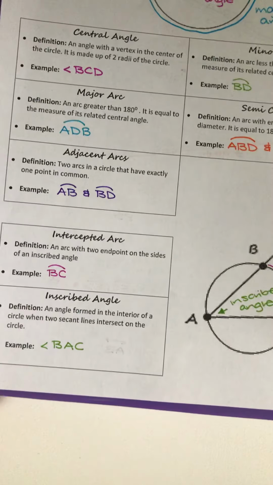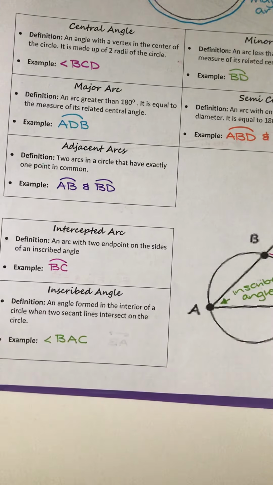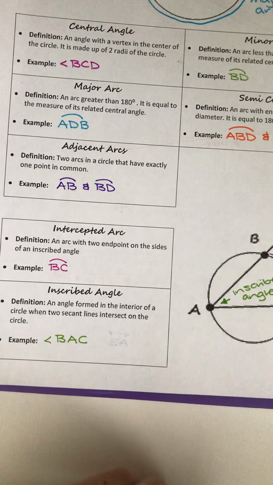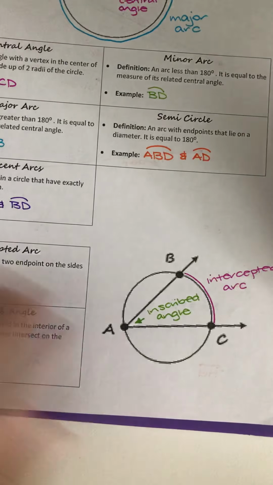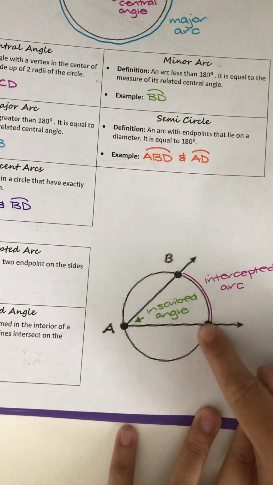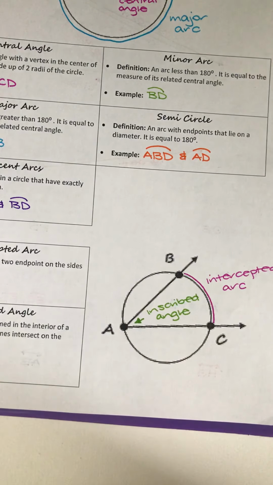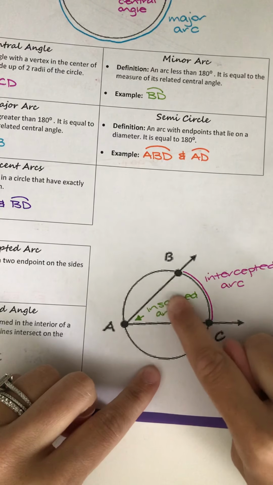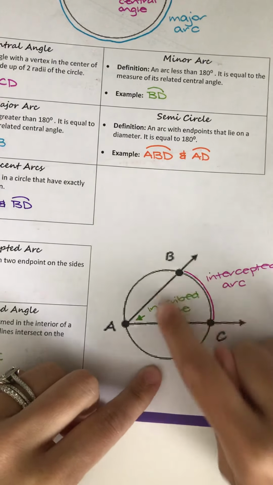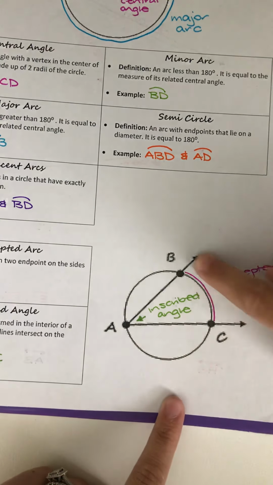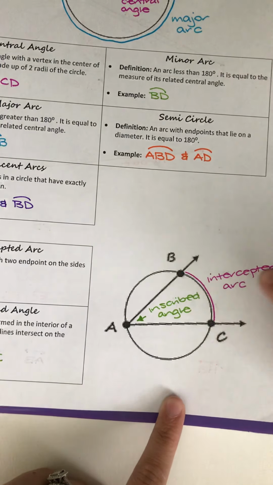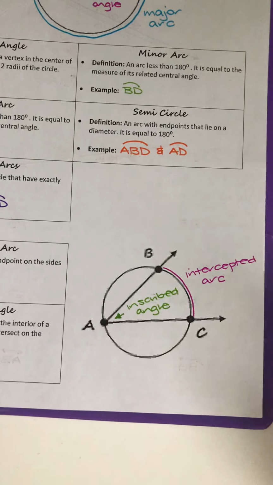And then going down to the bottom, the intercepted arc. It's an arc with two endpoints on the sides of the inscribed angle. So this angle here, an angle formed in the interior of the circle with two secants, you notice it doesn't use the center. That's called an inscribed angle. And then the arc that it creates is your intercepted arc. So make sure you go ahead and review some of this as we go through the chapter.